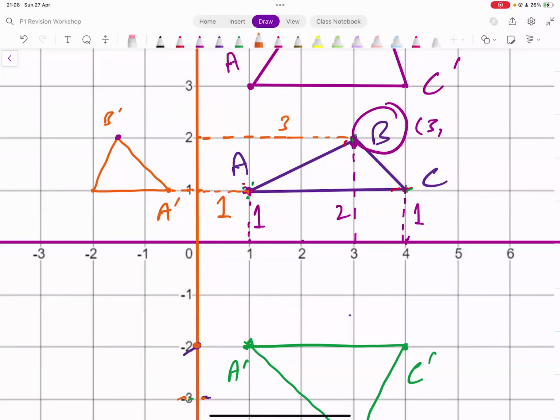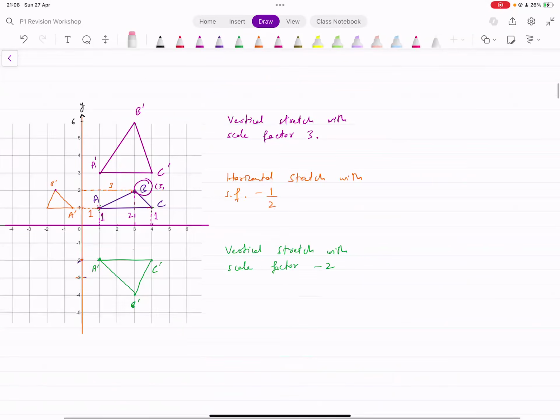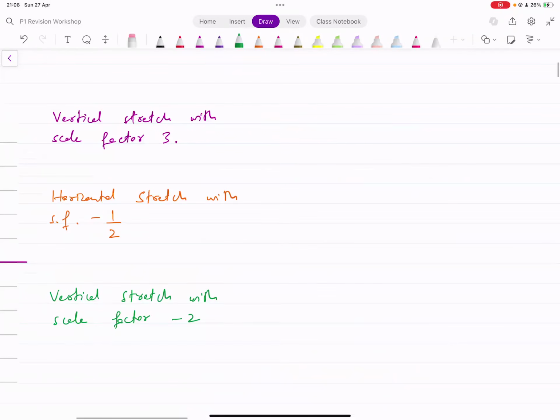Similarly, for A, this point is at a distance of 1 unit to the right side. If it's stretched by a scale factor of -1/2, the x coordinate 1 gets multiplied by -1/2 and it goes here. And that's how stretch works. So all you have to do in case of vertical stretch is multiply the y coordinate by that number.